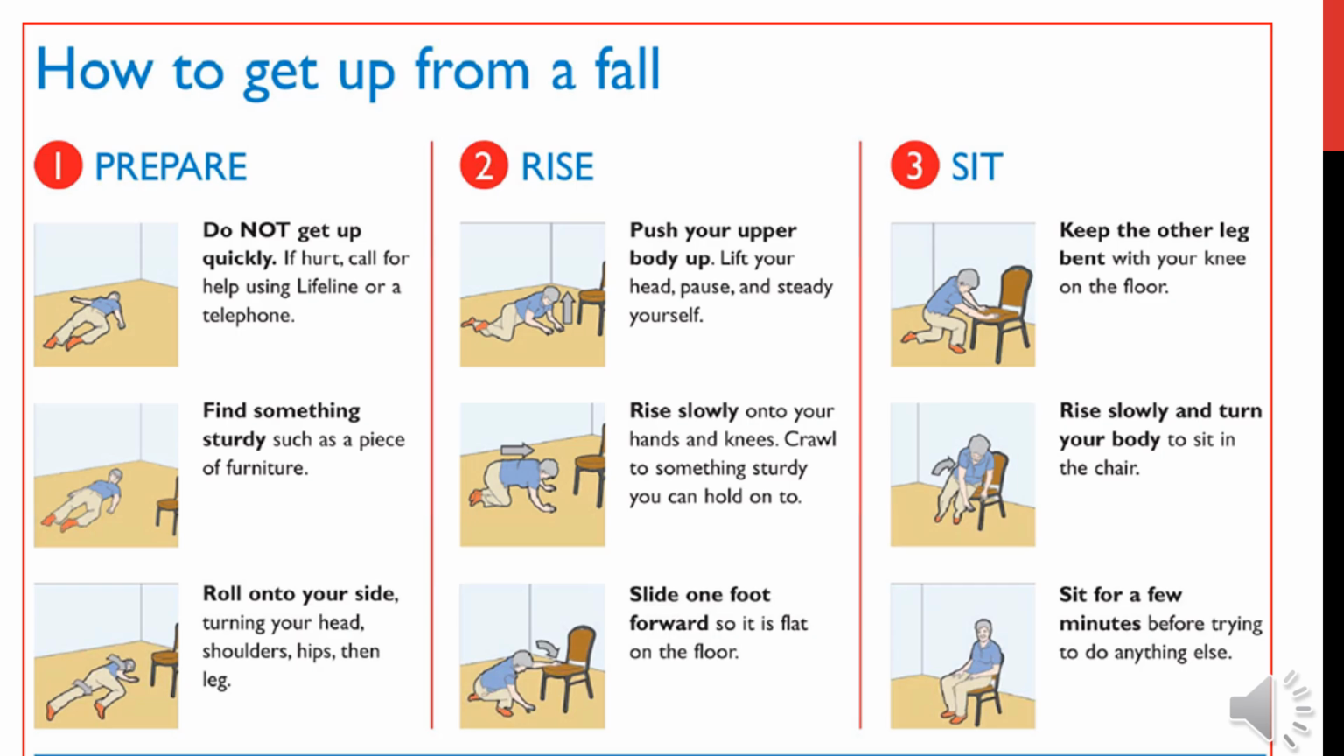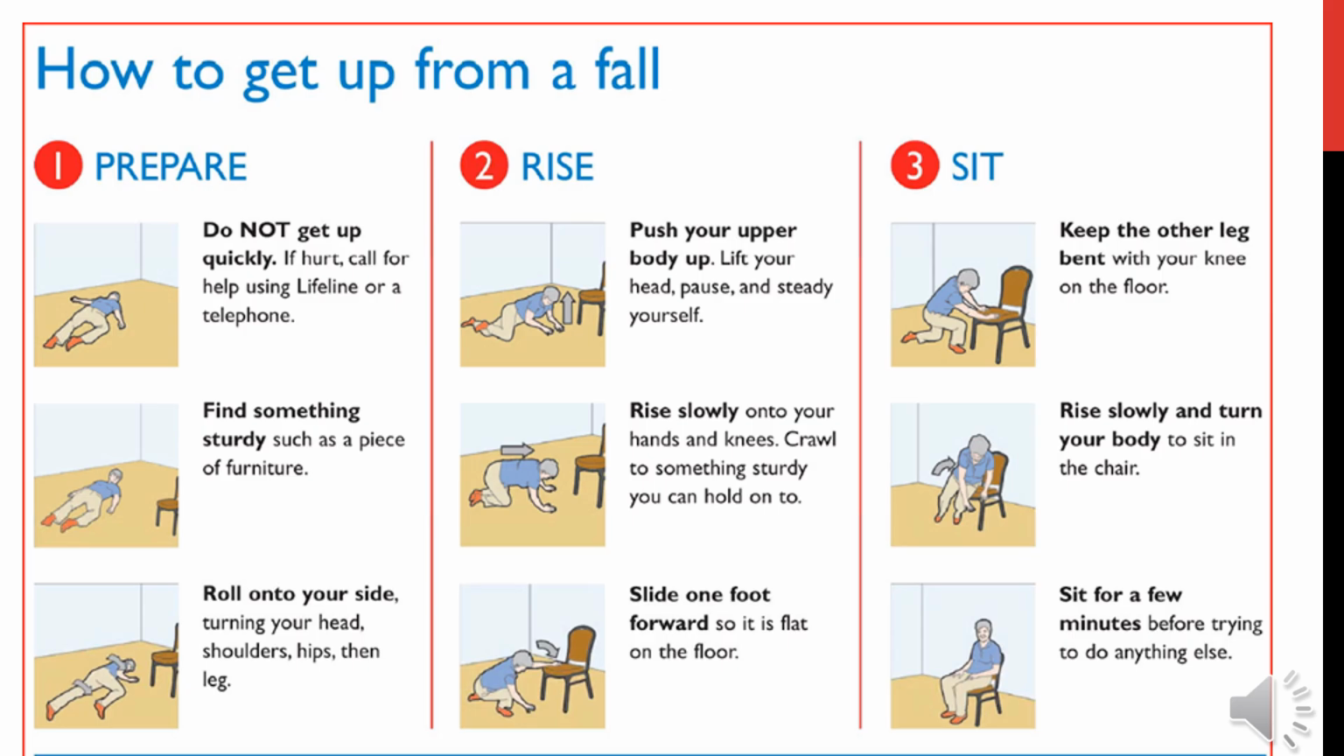If you have a client who has experienced a fall, your first step will be to assess for any injuries and call emergency services as necessary. If in doubt, don't hesitate to call for help. Once you have determined your client is safe to get up, have the client slowly roll onto their side. You'll want to find something sturdy, such as a chair that they can use to hold on to. Have the client push their upper body up, lifting their head slowly and steadying themselves.